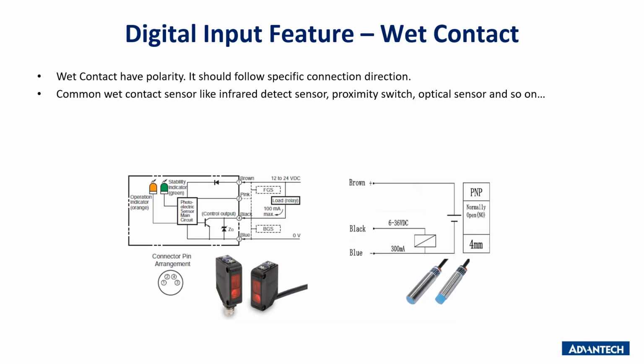Wet contact has polarity and should follow a specific connection direction. As the picture shows, the infrared detection sensor and proximity switch belong to this type. With this kind of device, there will be a wiring diagram. We need to connect the external power and follow the connection direction.